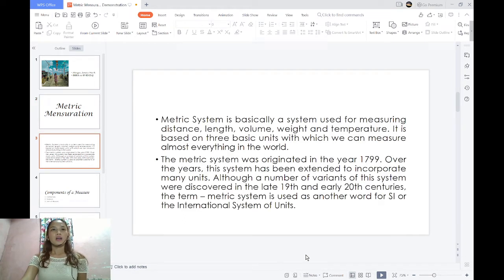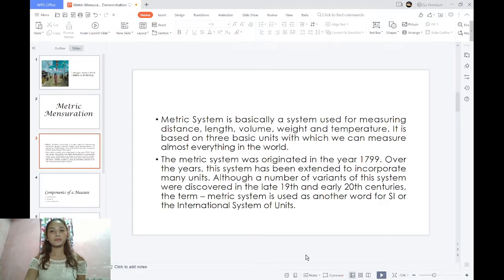The metric system originated in the year 1799. Over the years, this system has been extended to incorporate many units. Although a number of variants of this system were discovered in the late 19th and early 20th centuries, the term metric system is used as another word for SI, or the International System of Units. The metric system is basically a system used for measuring distance, length, volume, weight, and temperature. It is based on three basic units with which we can measure almost everything in the world.